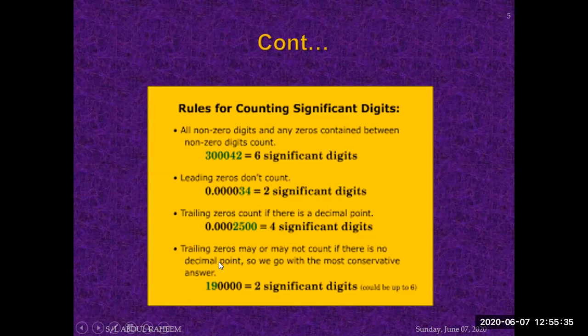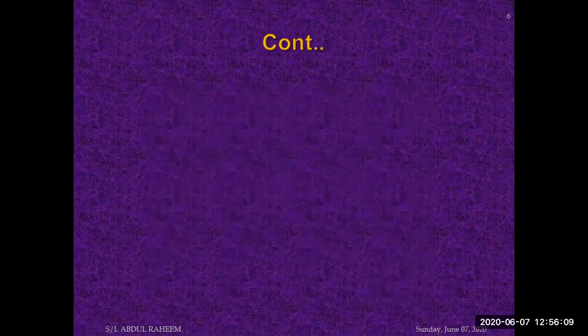Now the next one is the fourth. The trailing zeros may or may not count if there is no decimal point, so we go with the most conservative answer. That is, if it is 190000, the most conservative answer is that it has only two significant figures. These zeros simply follow the non-zero digits and are called trailing zeros. They may or may not be considered, but the count could be up to six depending on the situation.